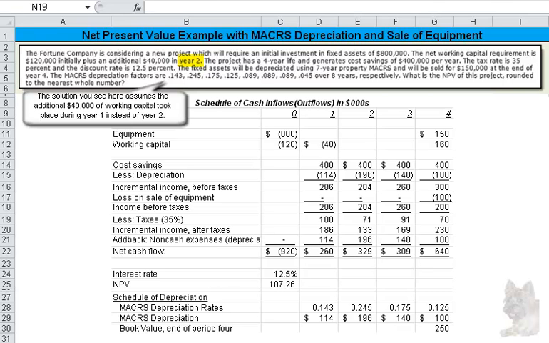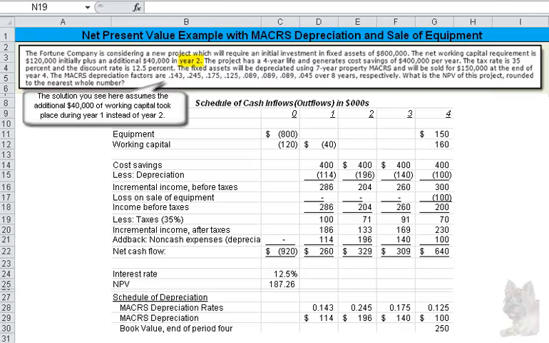Let's take a look at this net present value problem or example, and it uses MACRS depreciation and also includes the sale of equipment. Now the problem appears here. It's a little hard to read. Let me read it to you so at least you can hear it.